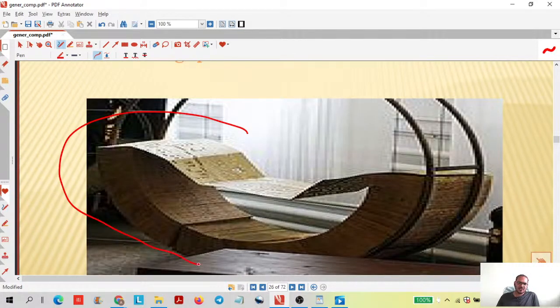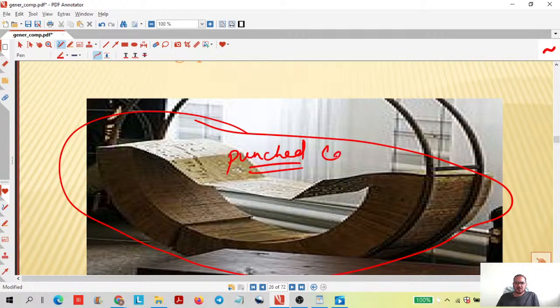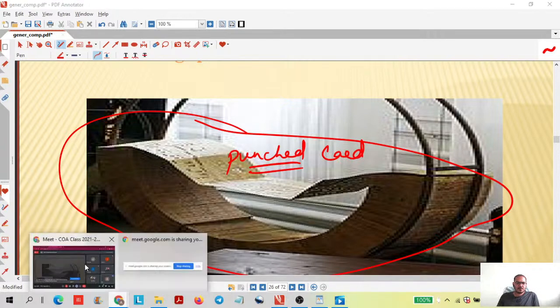Is there anyone here? I think in Solapur, most of you are aware, some of the people have their own factory with this type of punched cards. Anyone here know this punched card? Yes.